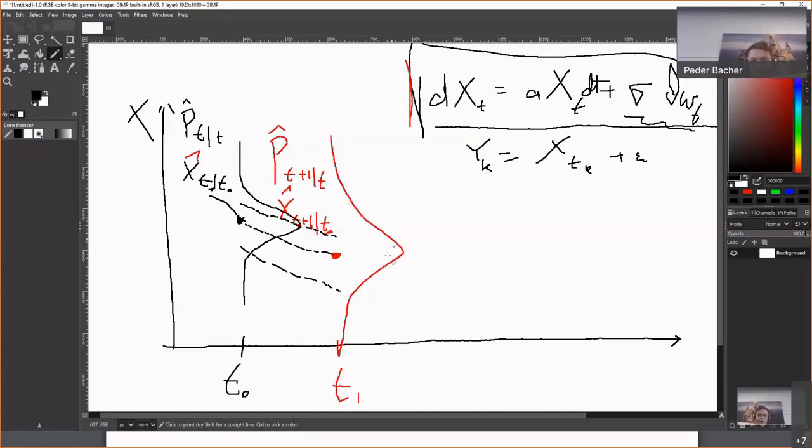So now we have this normal distribution, and then we go in and take the measurement. Let's say we have the measurement here. So now this is the state. I'll just write x at t given t, the measurement. I could write y, but now this is the measurement.